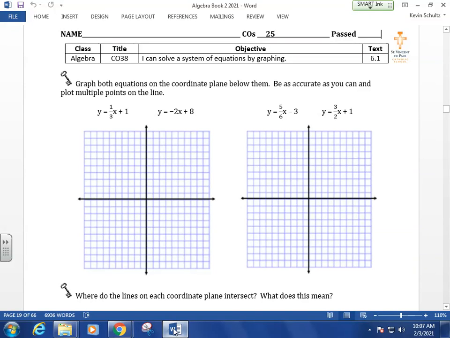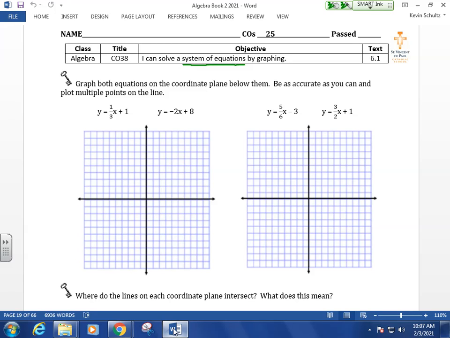Hello and good day. We are starting algebra today with CO38, which is solving a system of equations by graphing. This system of equations is how objectives 38, 39, and PO40 all start. Solving a system of equations. What changes is the method that we're going to use. And we're going to start by graphing.